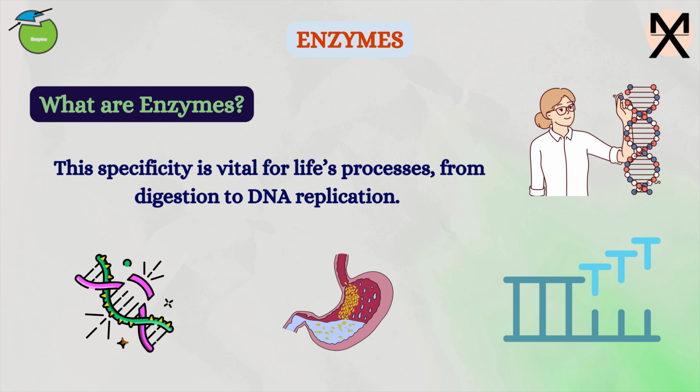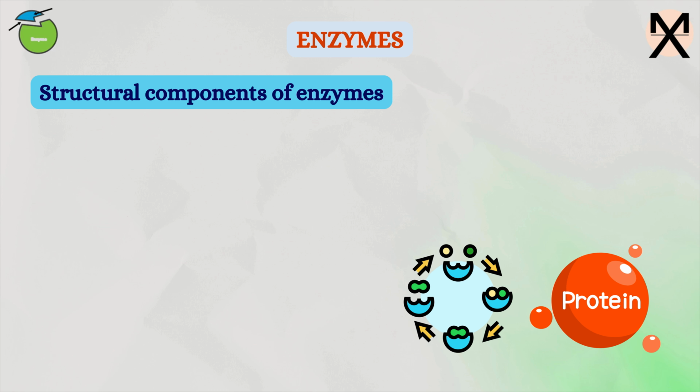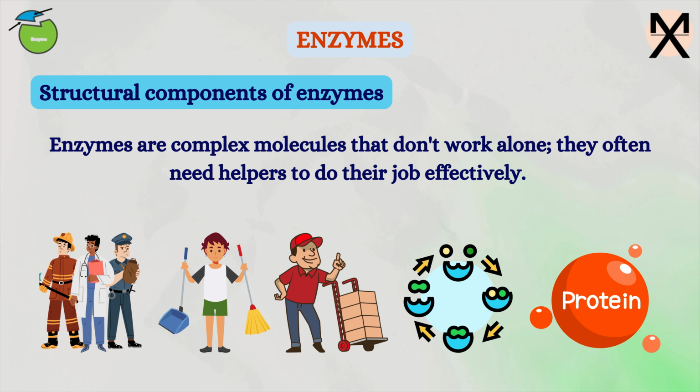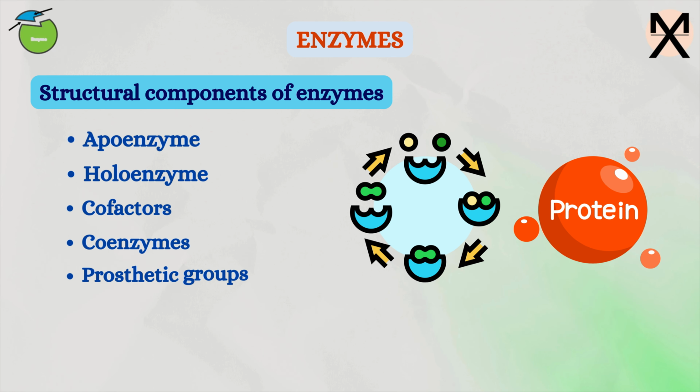Our next topic is the structural components of enzymes. Now, let's talk about the structure of an enzyme. Enzymes are complex molecules that do not work alone. They often need helpers to do their job effectively. There are several important components that make enzymes so efficient. For example, apoenzyme, holoenzyme, cofactors, coenzymes, and prosthetic groups.